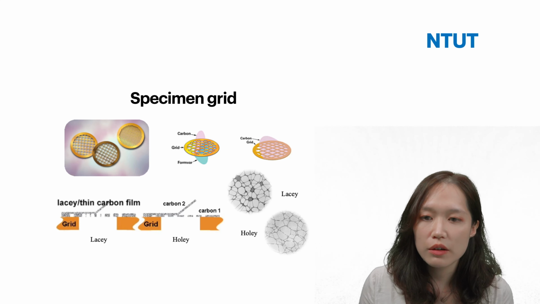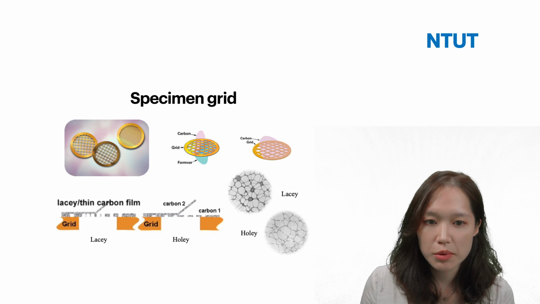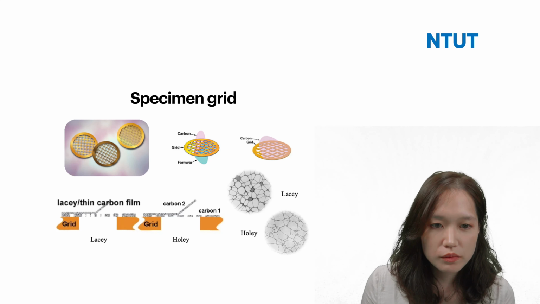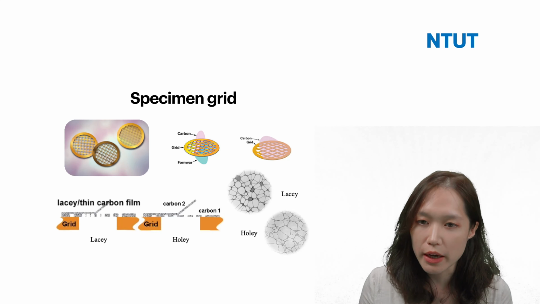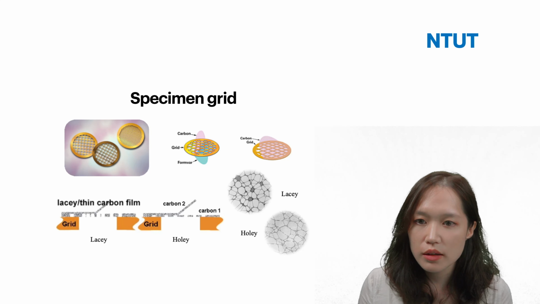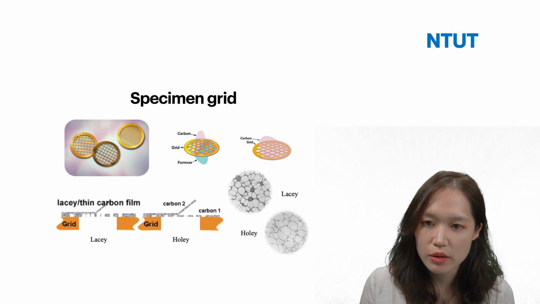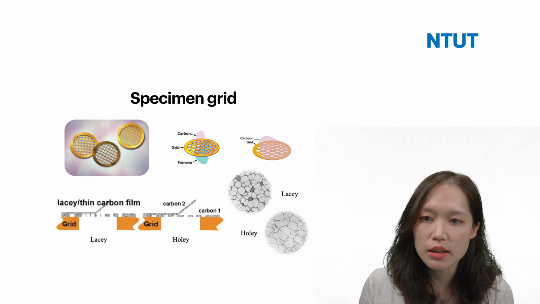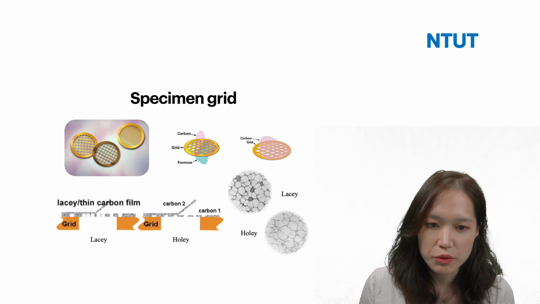So normally we have the grid, which is probably copper or something like that, and it is what we call a mesh. So this is a gold plate, and there is kind of a sticker sort of thing which we put on it. That sticker-like thing is a carbon film.